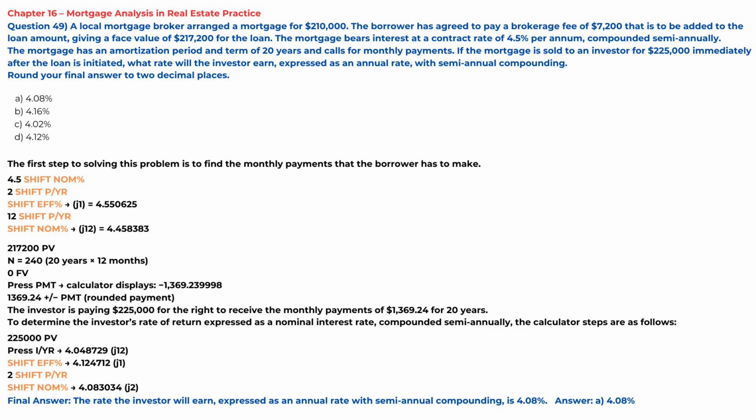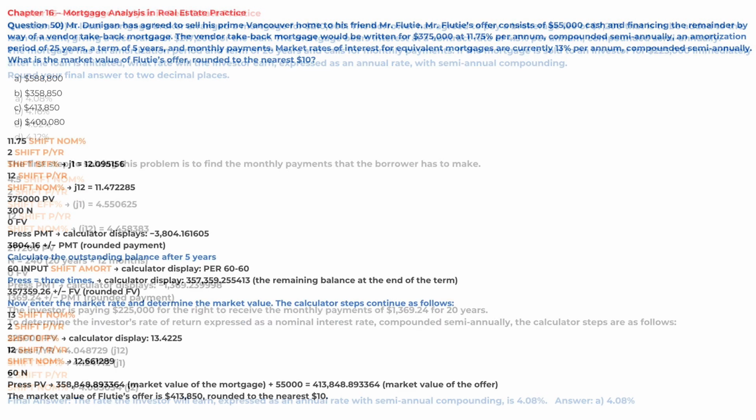To determine the investor's rate of return expressed as a nominal interest rate, compounded semi-annually, the calculator steps are as follows. $225,000 PV. Press I/Y. Calculator displays 4.48729, which is J12. Shift Effective. Calculator displays 4.14712, that is J1. 2. Shift P/Y. Shift Nom. Calculator displays 4.0834, J2. Final answer: the rate the investor will earn, expressed as an annual rate with semi-annual compounding, is 4.08%. Answer A, 4.08%.